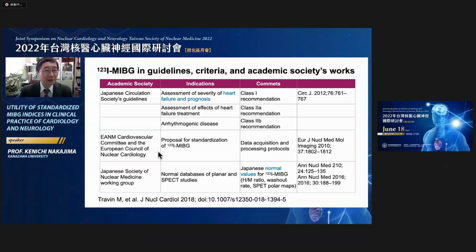The EANM Cardiovascular Committee and the European Council of Nuclear Cardiology included a proposal for standardization of MIBG, but this standardization is not phantom-based, of course. And the Japanese Society of Nuclear Medicine Working Group summarized the normal database of planar and SPECT studies, which was published some years ago.